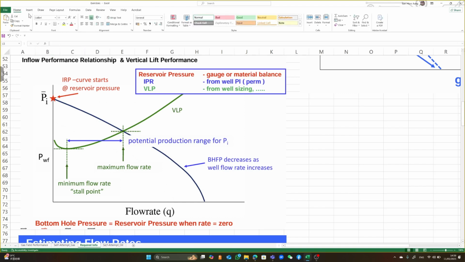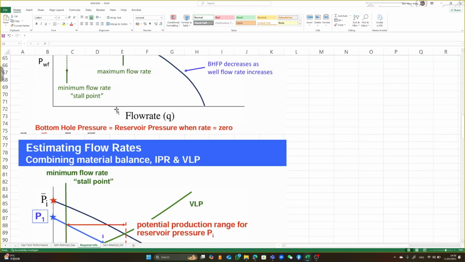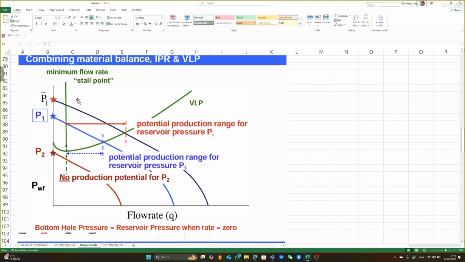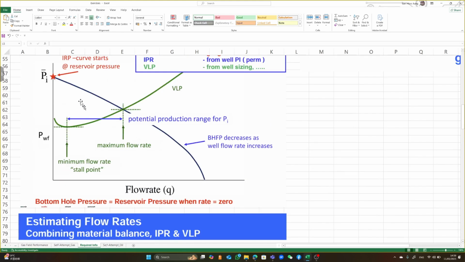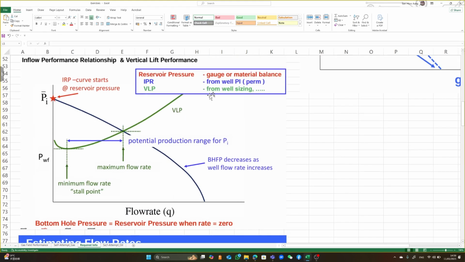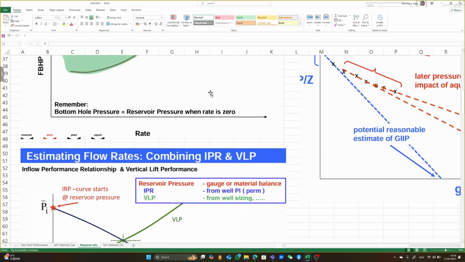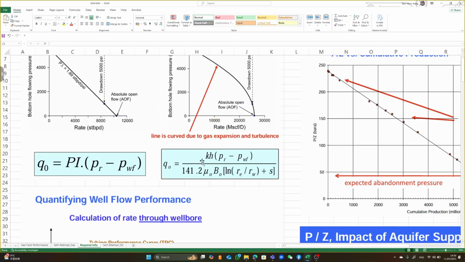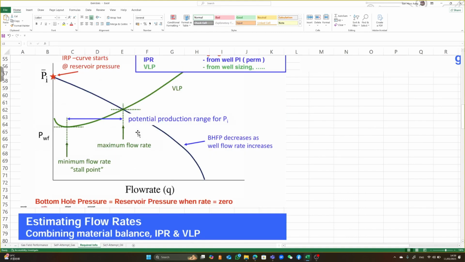You guys know that, right? Okay, so this is how we actually predict the maximum and the minimum production rate. As we can see here, this depends on the VLP, which is the vertical lift performance curve, the green curve, as I said, which is from the well sizing, and also the IPR, the inflow performance curve, which depends on numerous factors, which is permeability, viscosity, formation volume factor, etc.